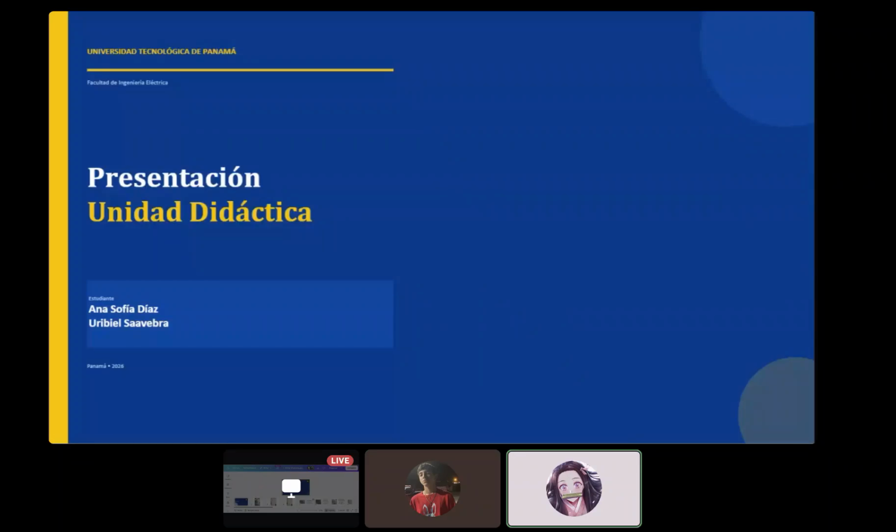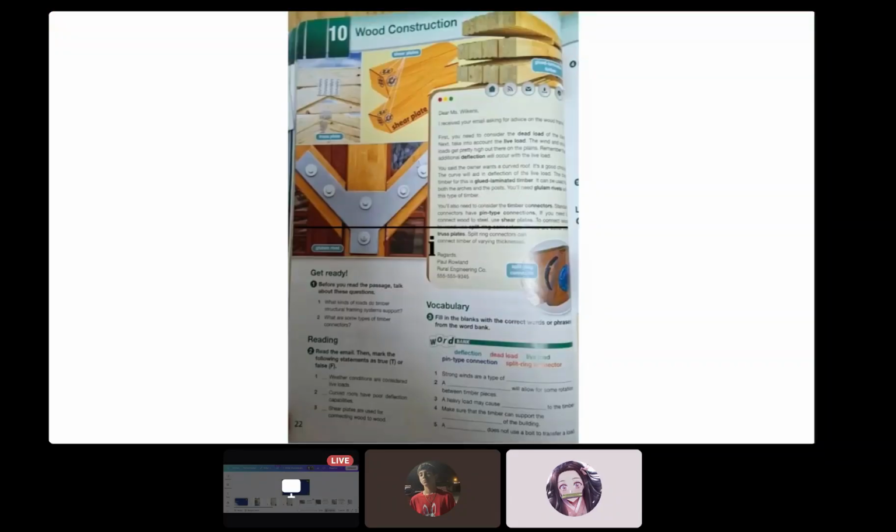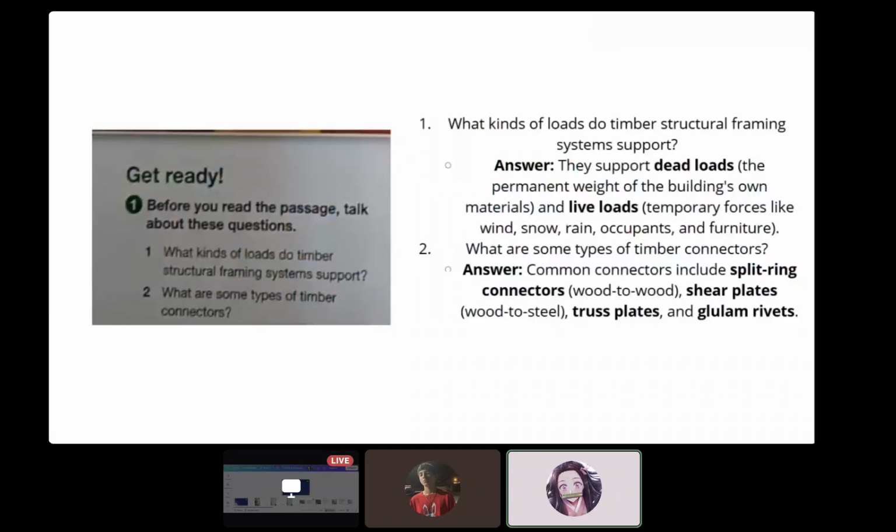Units 10, 11, and 12 of the second book. First of all, we're going to start with Unit 10, which is about wood construction. The first activity is, before you read the passage, talk about these questions.